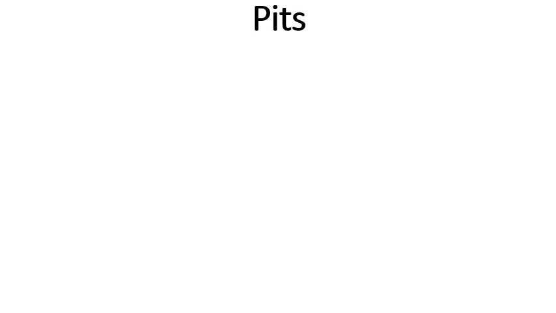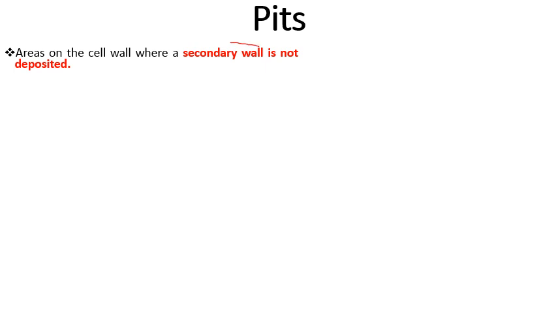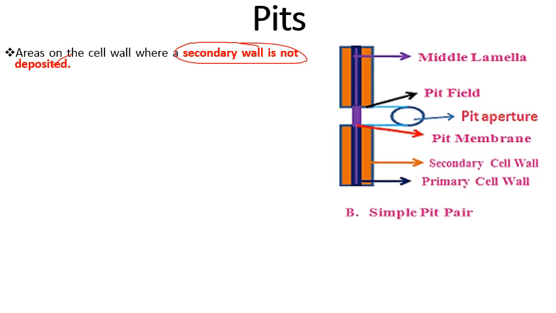Pits are small perforations which are meant for exchange of material, और ये बनती है primary cell wall पे जहाँ पे secondary wall deposit नहीं होती है. So areas on the cell wall where a secondary wall is not deposited, those portions are known as pits, and each pit consists of a pit chamber and pit membrane.